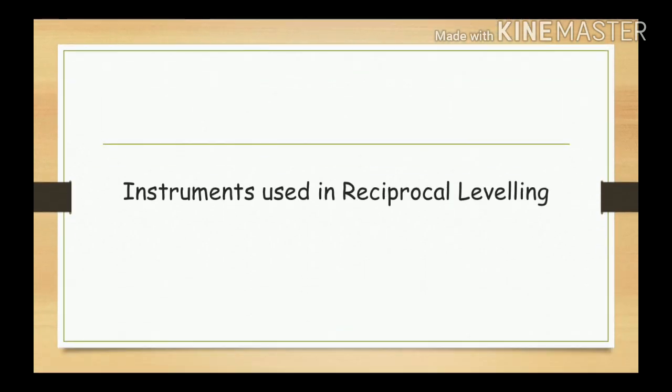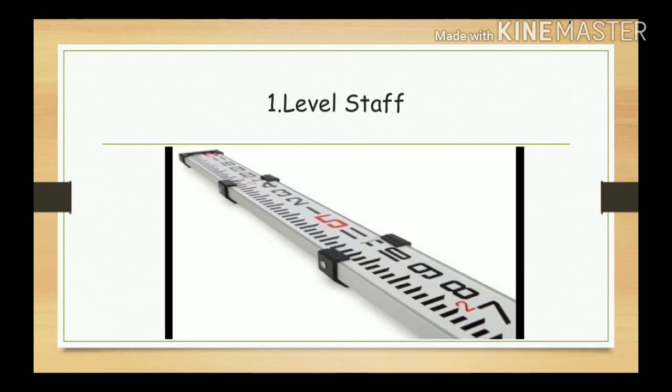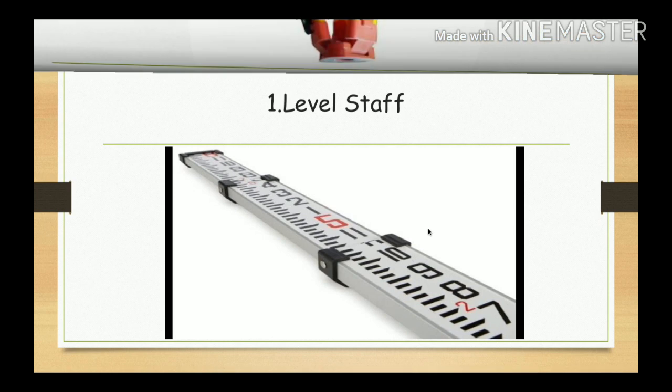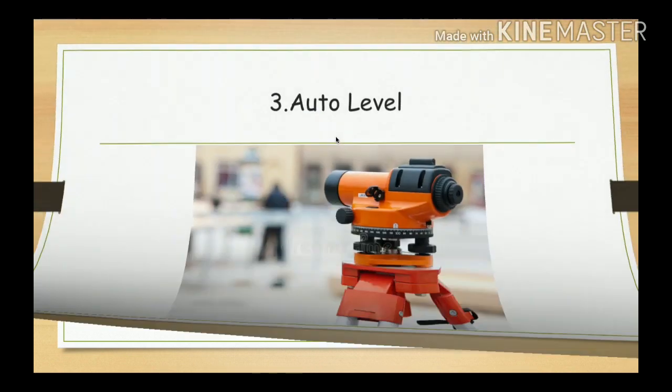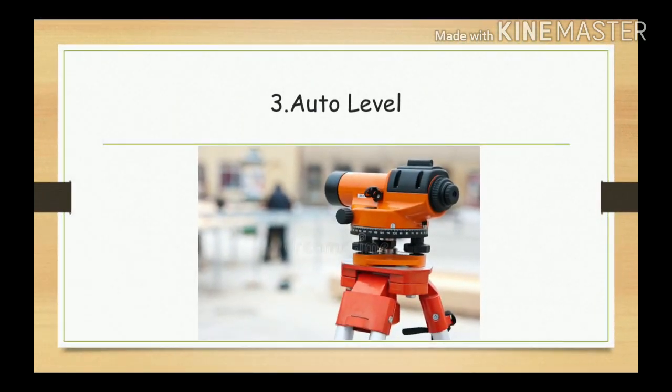Let's see what are all the instruments used in reciprocal leveling. The first one is the level staff. The next one is the tripod stand. Over here something is going to be placed. Let's see what it is. The thing which is going to be placed over there is the auto level.